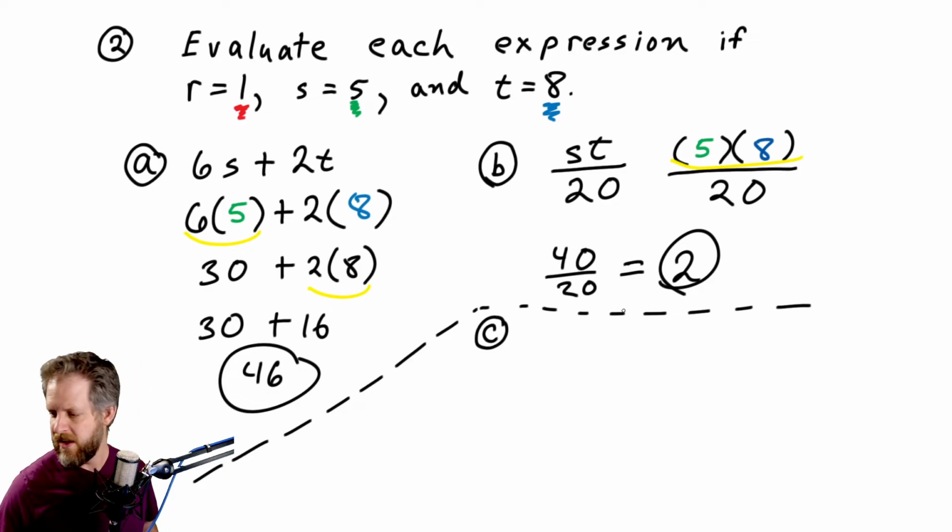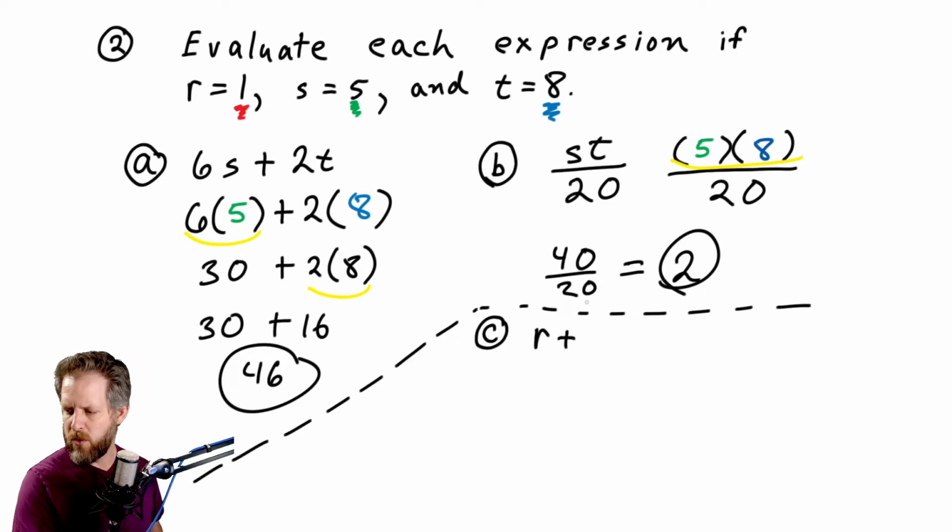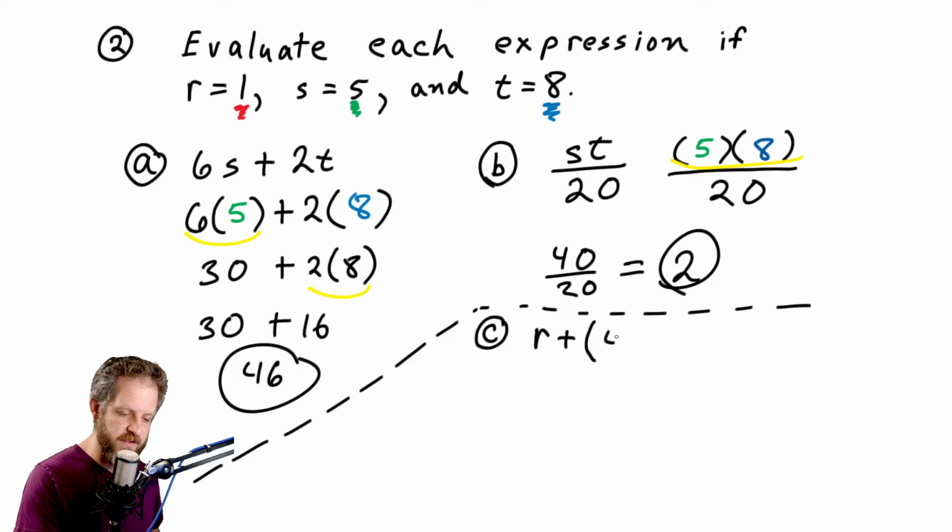So what we're going to do is r plus 40 minus 3t. But the 40 minus 3t, we're going to put inside of parentheses. So 40 minus 3t.